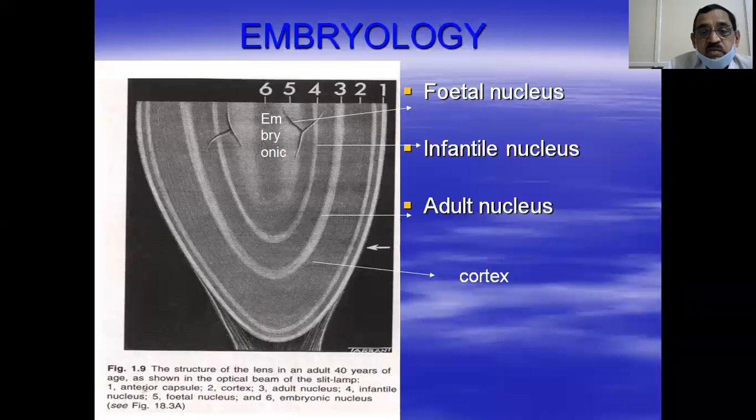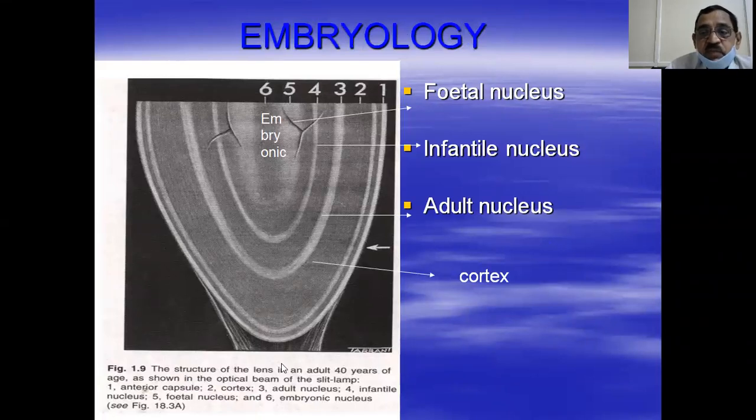Okay. And when you see the structure of a lens with the slit lamp biomicroscope, in the optical beam of the slit lamp biomicroscope, you see the various structures such as the lens capsule, and next cortex, next adult nucleus, infantile nucleus, fetal nucleus, and in the center, an embryonic nucleus.